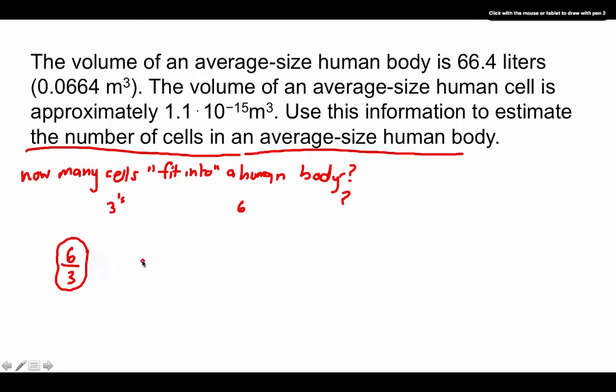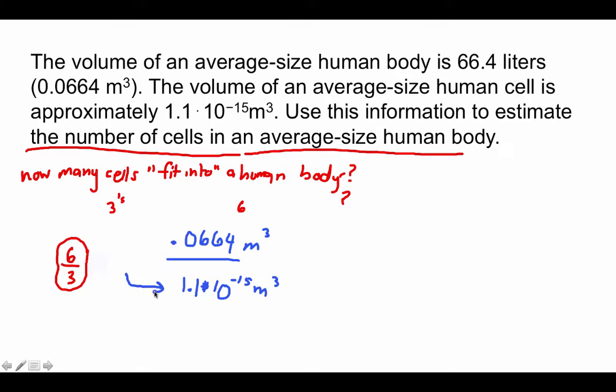Well, let's do that problem now. Here is the size of a human body, 0.0664 meters cubed. Here is the size of an average human cell, 1.1 times, don't use x for times, it looks too much like the variable. Do a giant dot or a star or parentheses, times 10 to the negative 15 meters cubed. If I divide these, they say how many cells fit into a human body.